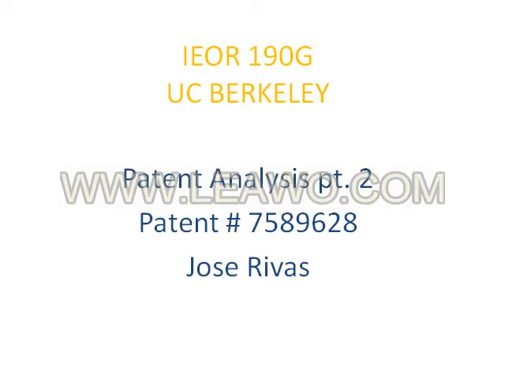And this video is the second part of a patent analysis for patent number 7589628, a patent owned by a company called EARTHCOMBER, and they are using it to sue a company called Zillow.